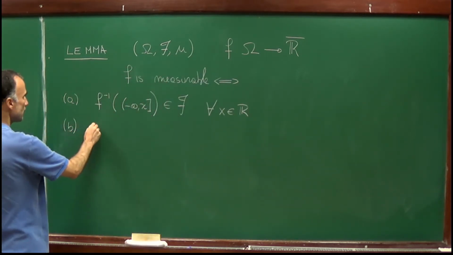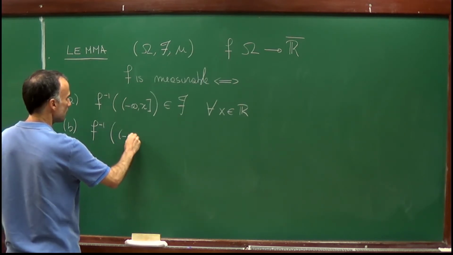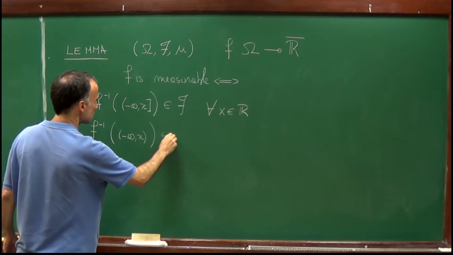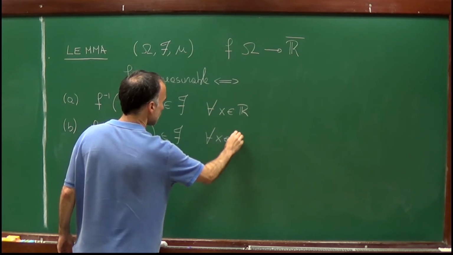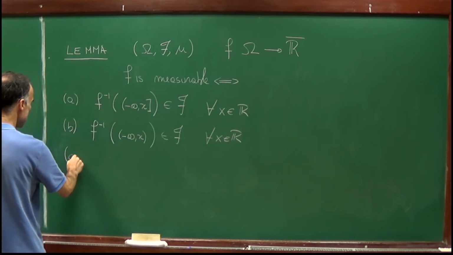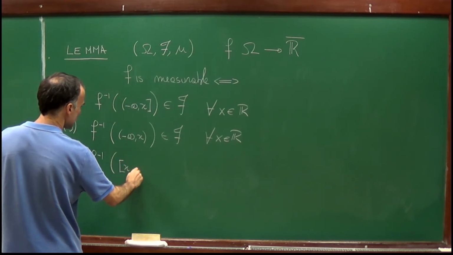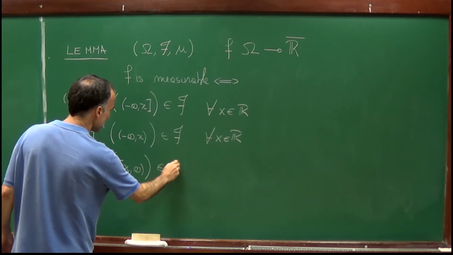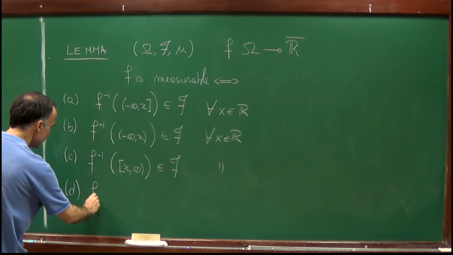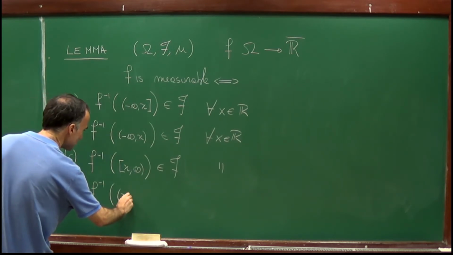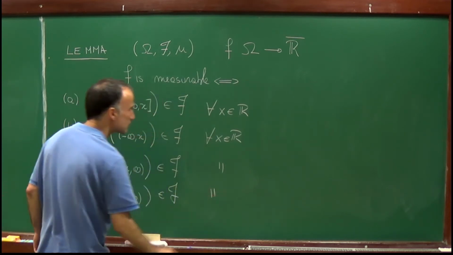Or B, that the inverse image of minus infinity open at x belongs to F for any x. Or C, that the inverse image of x infinity belongs to F for any x in R. Or D, the inverse image of x infinity belongs to F for any x in R.